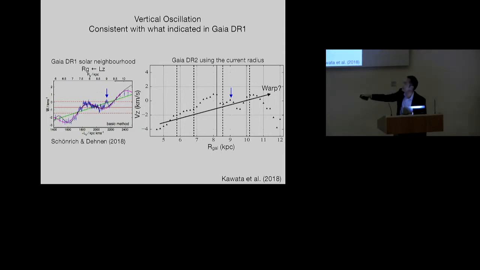This was found by Schönrich and Walter Dehnen in Gaia DR1, but they used solar neighborhood stars and converted the angular momentum to the guiding radius and plotted it like this. But now I'm just using the positions of these stars and see similar features, including this small dip they identified around there. So it's quite amazing to see it consistent, and they seem to have done quite a good job. These features also look like they have a warp. So this kinematic information gives us quite a lot about the structure of the Milky Way disk.